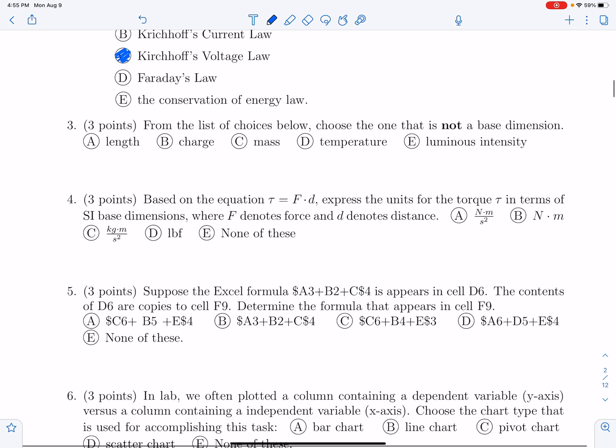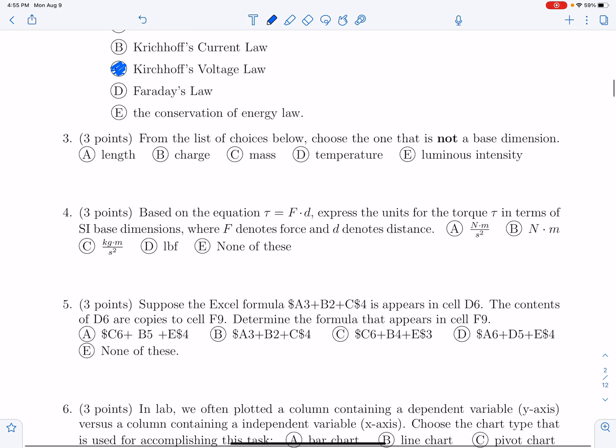Okay, the next one, from the list of choices below, choose the one that is not a base dimension. All right, so remember this is an open book exam, so you could have looked that up in the appropriate chapter. You would have needed to know where it is and that it was there, and that's part of the point of studying for exams. You know what's there, all right? And so you look this up, and the one that's tricky, I think, is it seems like charge should be a base dimension, but it's actually current.